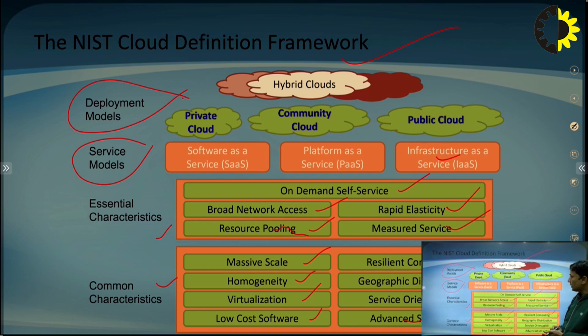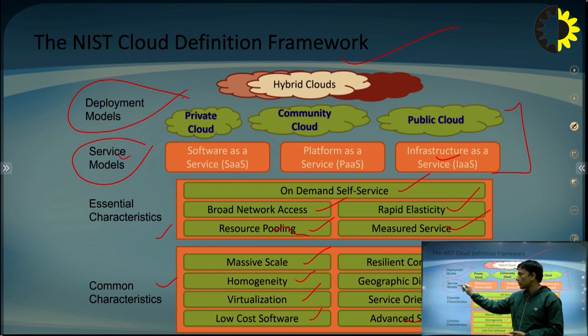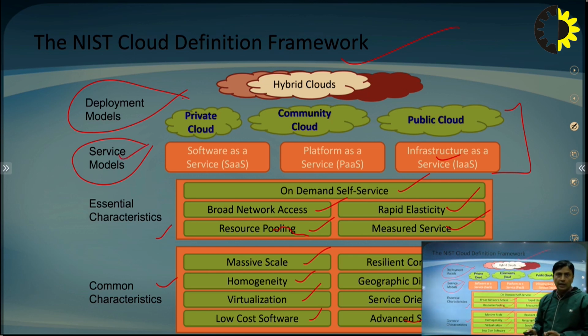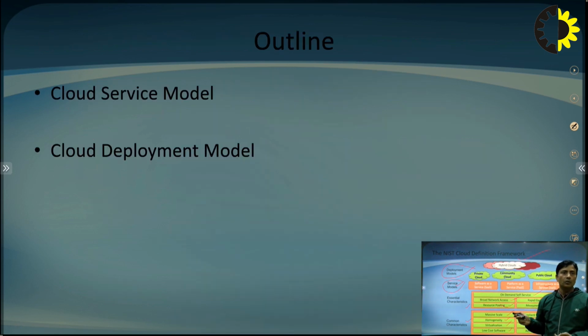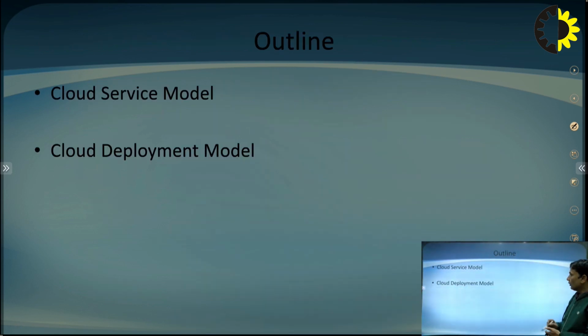So we focus here on the deployment model and the service model. These both are collectively known as cloud computing models. So these cloud computing models have 2 models, as you know: the cloud service model and the cloud deployment model.